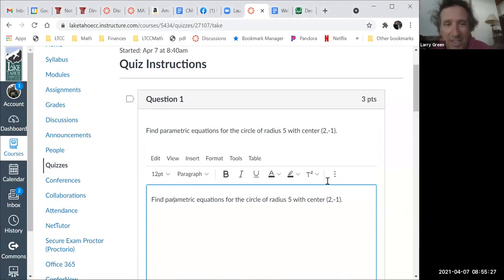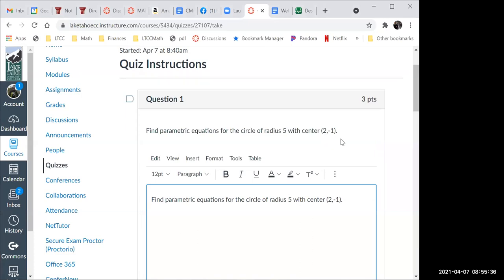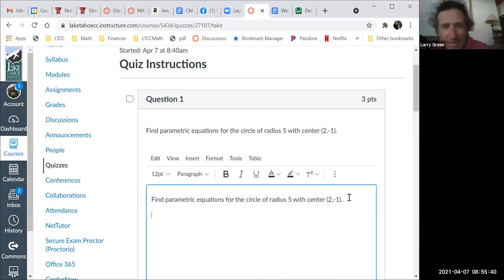So the first question is: find parametric equations for the circle of radius 5 with center (2, -1). The key on this one is I like to think of this as a two-part question. One part is circle of radius 5, and the other part is center (2, -1). So I'm going to work on that and start with the circle of radius 5.